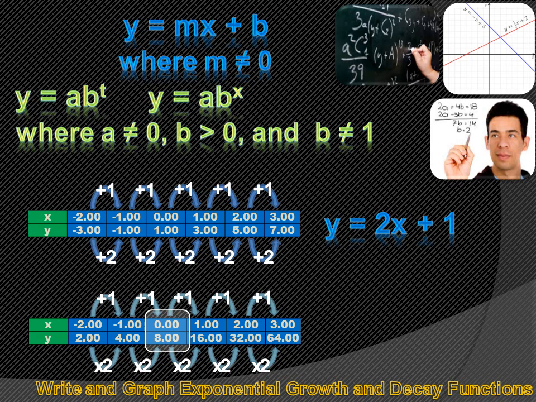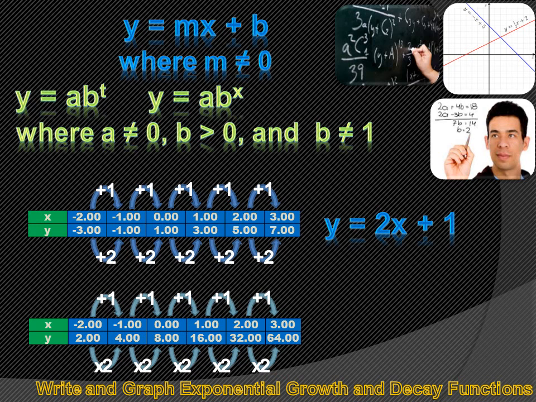If we look at this function up here, y equals a times b to the x power, when x equals 0, b to the x is going to be equal to 1. A times 1 equals a. So y would equal a when x, or our time frame, is 0. Our initial value of y is the value where x equals 0, or in this case 8.